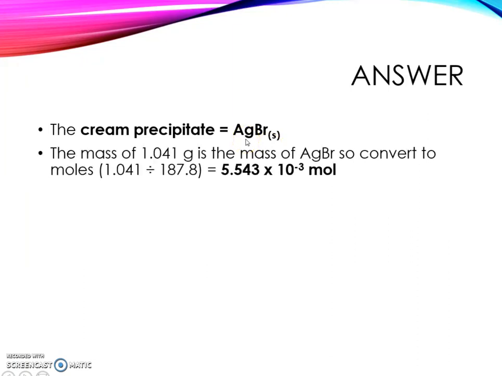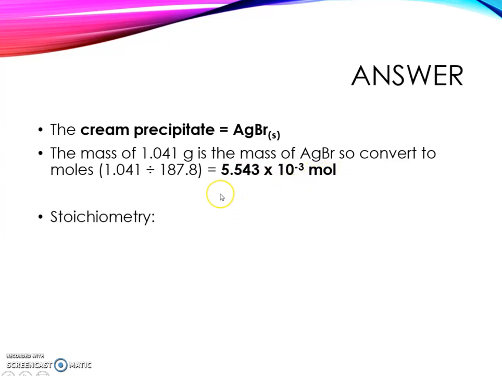So the first step is calculate the moles. 1.041 grams is the mass of silver bromide, not the magnesium bromide, but the silver bromide. So you need to calculate the number of moles of silver bromide, dividing through by the MR of silver bromide, which gives you a value of 5.543 times 10 to the minus 3 moles.